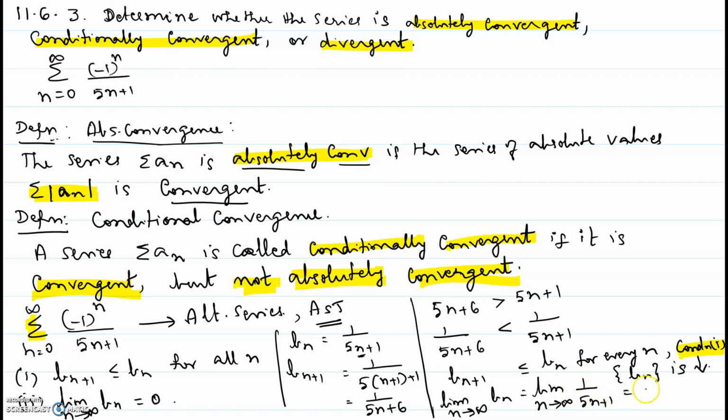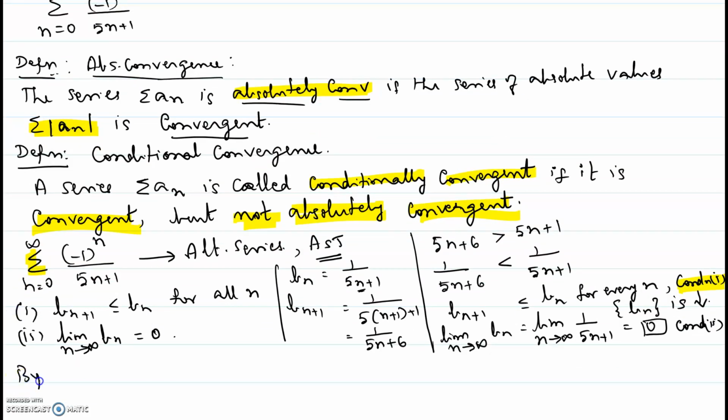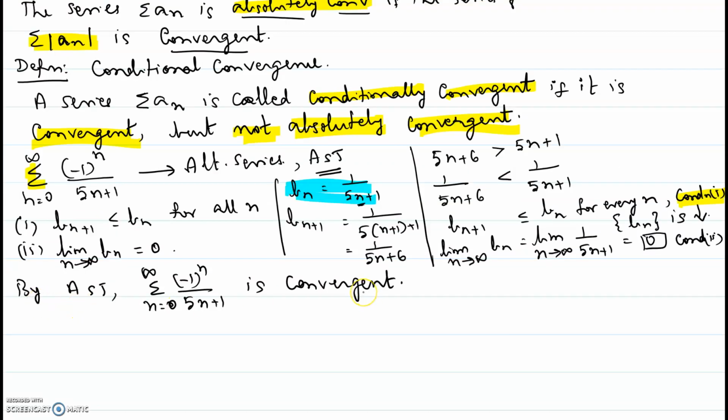So it is 1 over a large number, that is 0, which is an obvious condition. So this is condition 2 of the alternating series test. Because both conditions of the alternating series test are satisfied, we can conclude by the alternating series test that the given series, sigma negative 1 to the power of n over 5n plus 1, is convergent. We proved that the series is convergent.